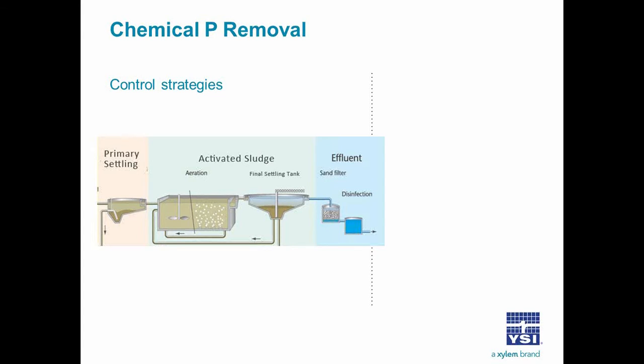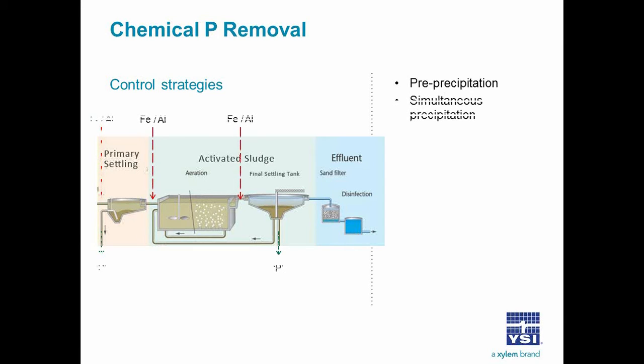There are multiple chemical P removal control strategies available, starting with pre-precipitation, and in this case the chemical is added upstream from the primary clarifiers and the P is removed with the primary sludge. In simultaneous precipitation, the chemical is added to the activated sludge process, either upstream of the aeration tank or upstream of the final settling tank, and the P is removed in the waste activated sludge.